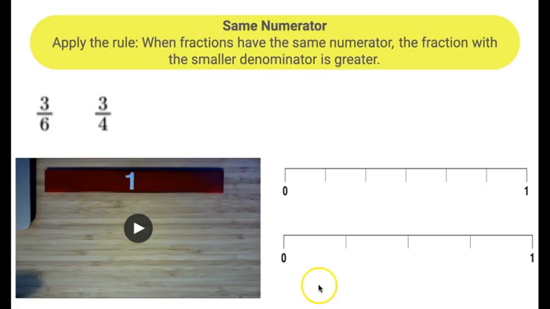I can also show you that on the number line. Here is 3/6 and here is 3/4. Notice that 3/4 is closer to 1. They have the same numerator and the denominators are different. The fraction with the smaller denominator is the bigger fraction.